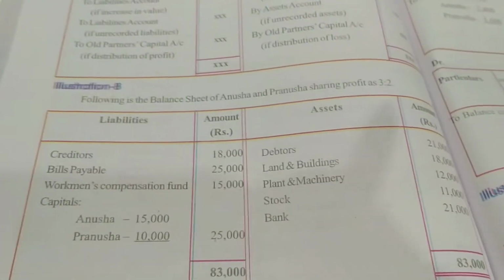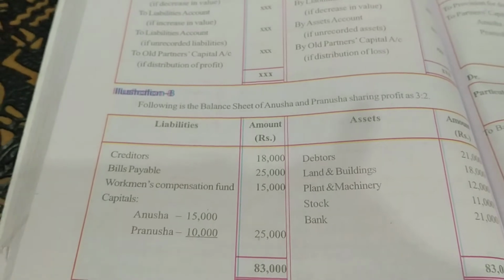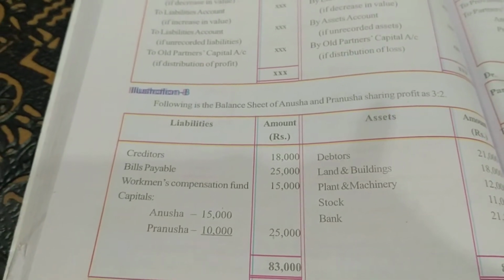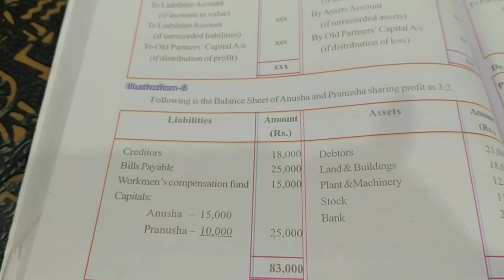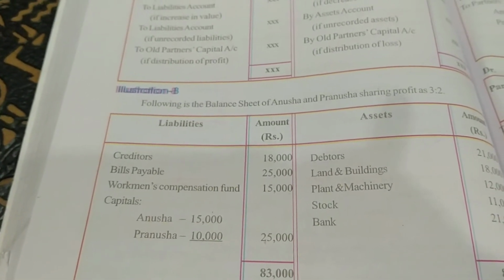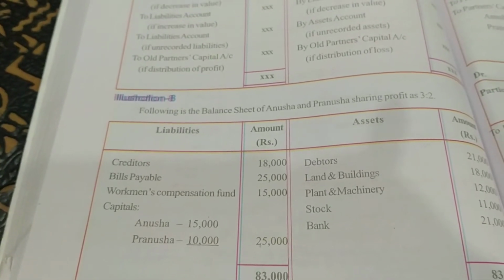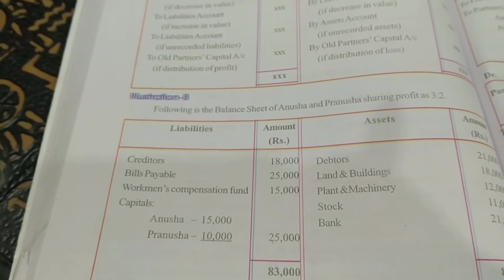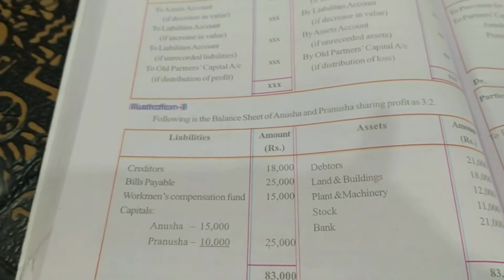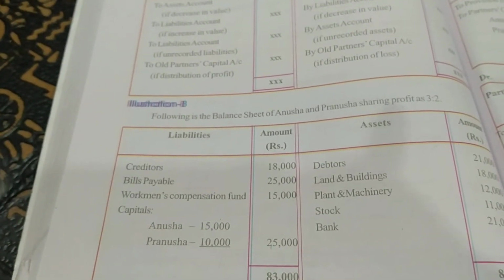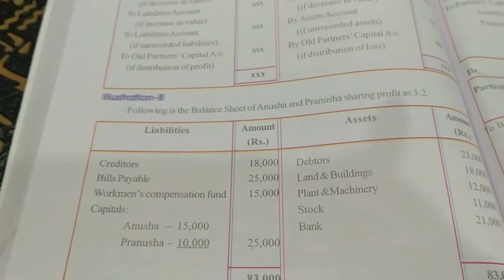Now here liabilities and assets are given. Where will we post these liabilities and assets? We will post them in the new balance sheet when we prepare it. But here in this illustration we are only asked to prepare the revaluation account and partners capital account. We will be doing that. But generally in a partnership accounts question, we prepare the revaluation account, then the partners capital account, and after that the new balance sheet will be prepared. But let us go stepwise. So we will first learn to post these entries in revaluation account and partners capital account.